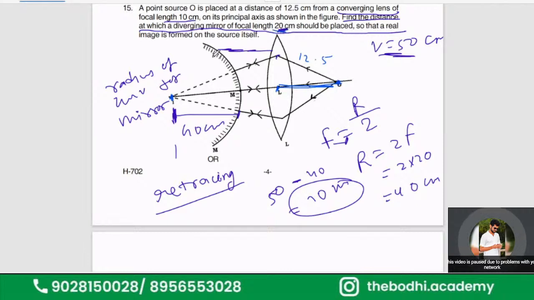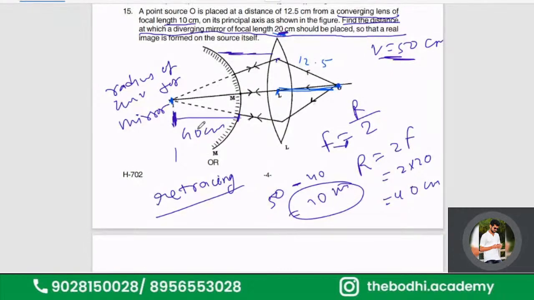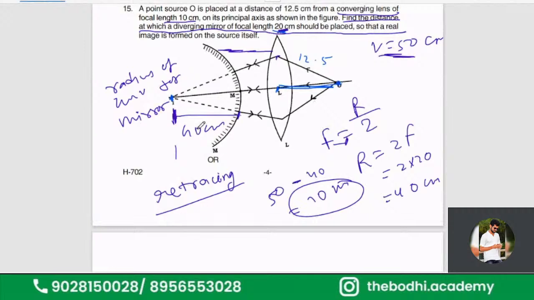Now to form a real image, let's see what we need to do. First of all, the distance from here to here, how do you find it? We use a simple formula. Two times you have to use it. One you have to use the mirror formula, and one you have to use the lens formula. The mirror formula is 1 by f equal to 1 by v minus 1 by u. What we have to find is the image distance, right?